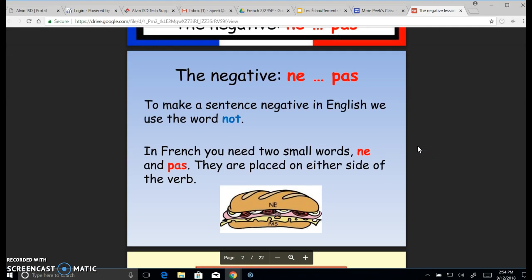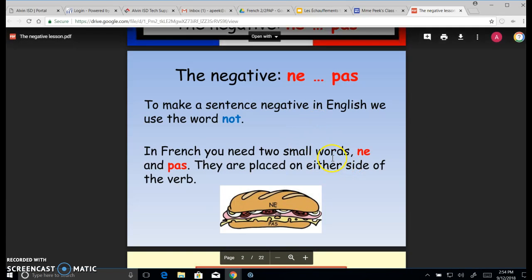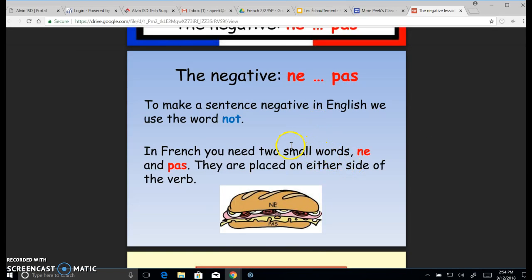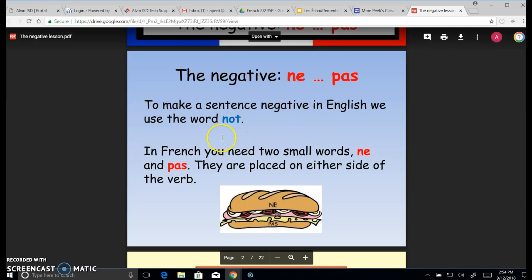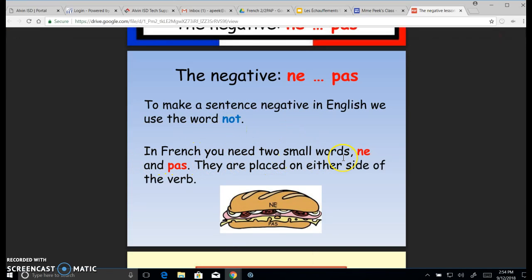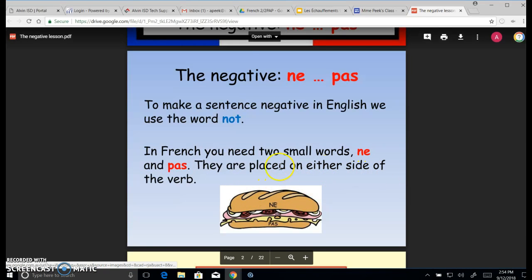But I will tell you that the slides they copied into their notes on page 21, this slide here, we copied this one. To make a sentence negative in English, we use the word not. In French, you need two small words, ne and pas. They are placed on either side of the verb. So they copied this in their notes.